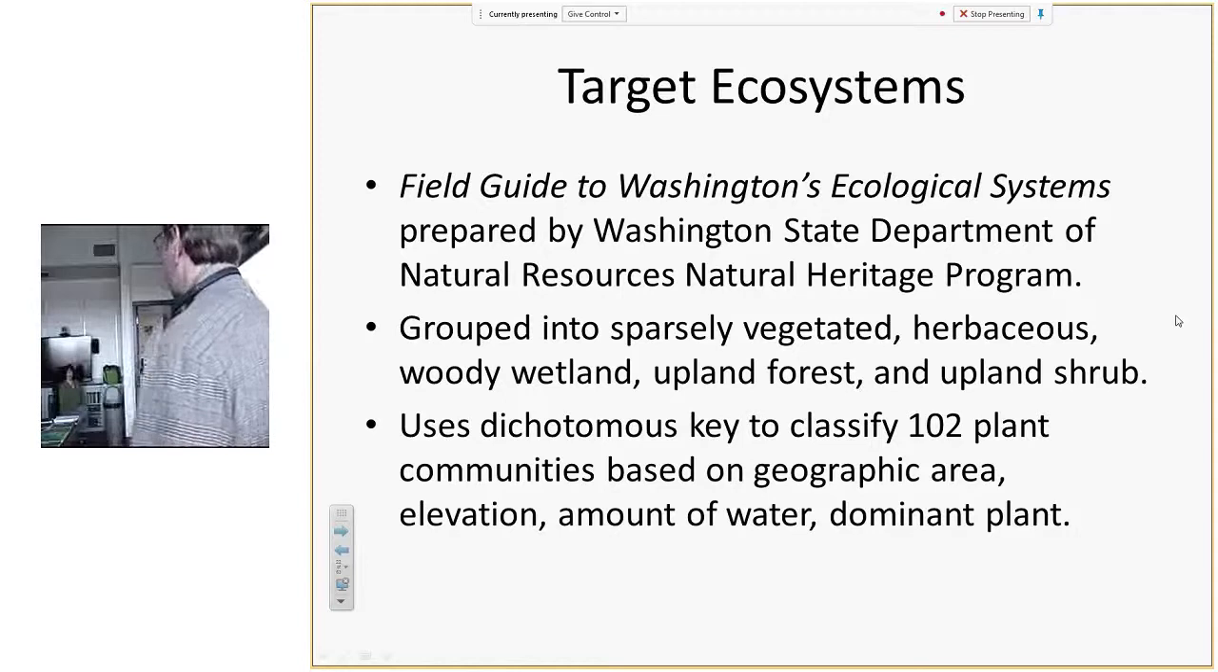But it's useful as a reference of what the ecosystem ought to be if we hadn't manipulated it.